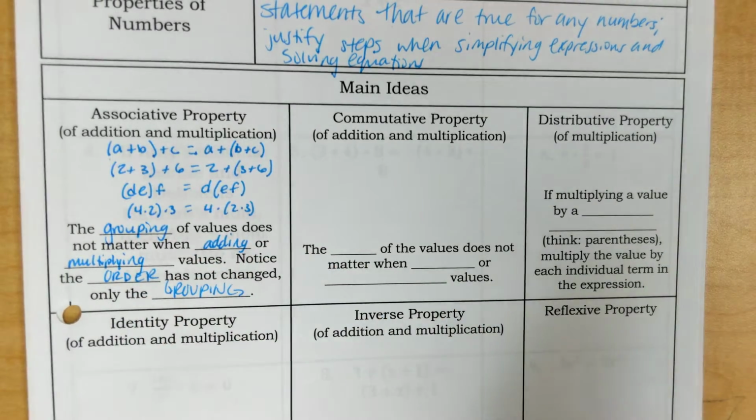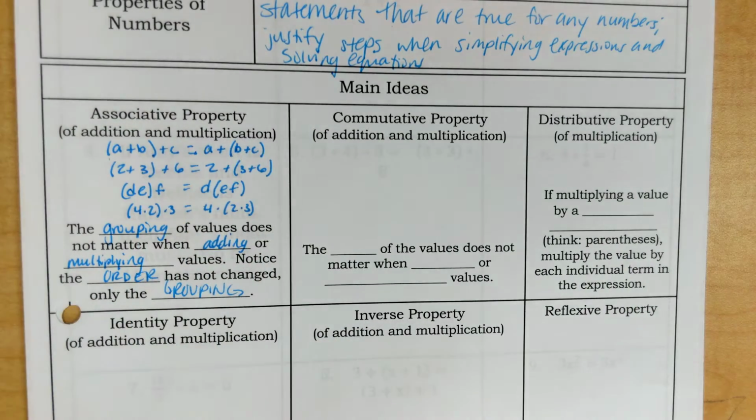So I like to remember associative as associating with people and grouping them. So you group your group of people that you associate with. Maybe that can help you kind of put those two together.